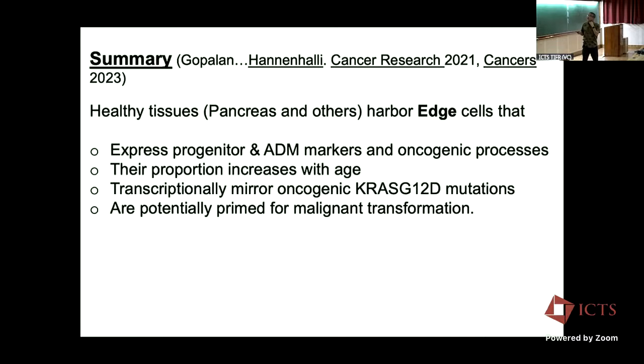Okay, so a quick short story. The main takeaway is, in healthy pancreas and others (we tried 3 other tissues in the paper), expressed progenitor and SNR ductal metaplasia markers and oncogenic processes. Their proportion increases with age, and they transcriptionally mirror oncogenic KRAS G12D mutation and are potentially primed for malignant transformation. That's the take home.